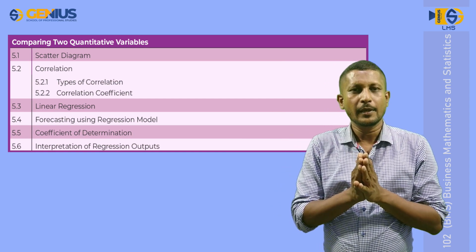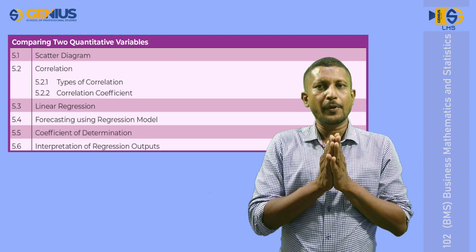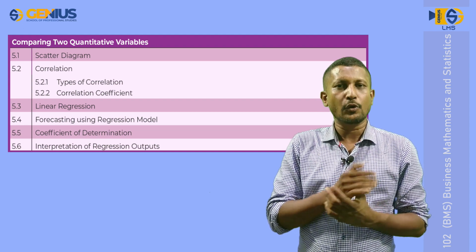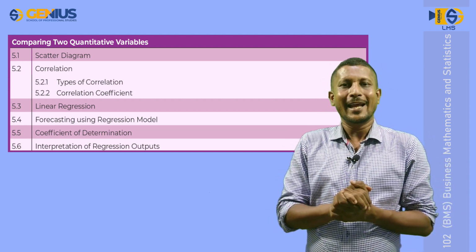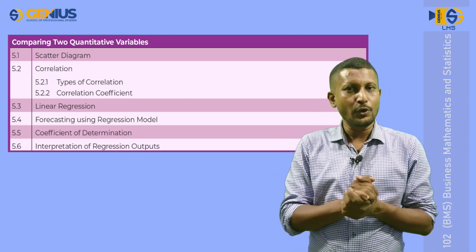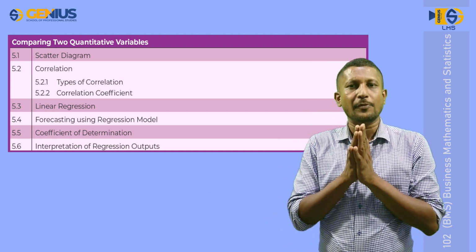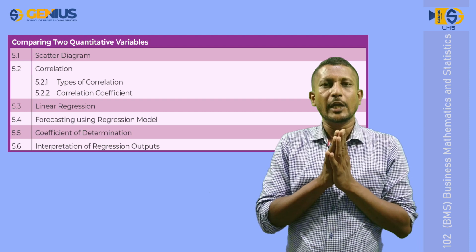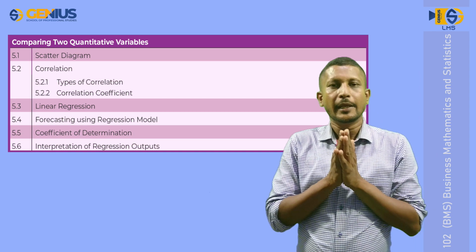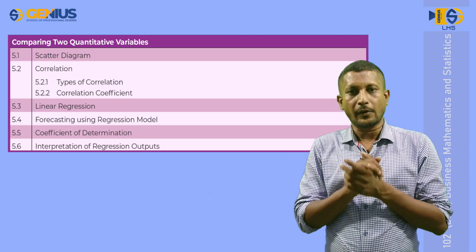Alright, chapter number 5, comparing two quantitative variables. This chapter discusses the general nature and purpose of the strength of the relationship between two quantitative variables, known as correlation, and explains a technique for measuring correlation. It also discusses how to provide a mathematical equation that describes the relationship between two quantitative variables, which is known as regression. The coefficient of determination is used as a guideline to measure the accuracy of the regression model.